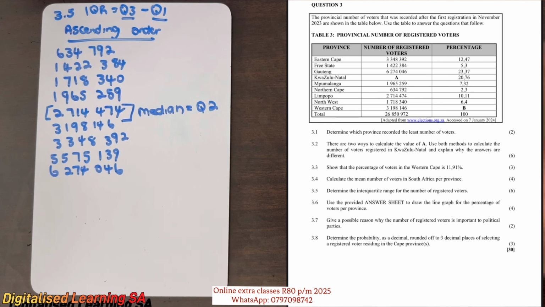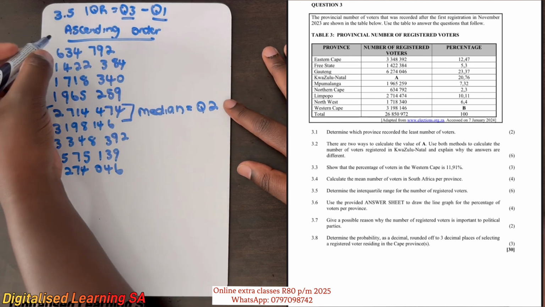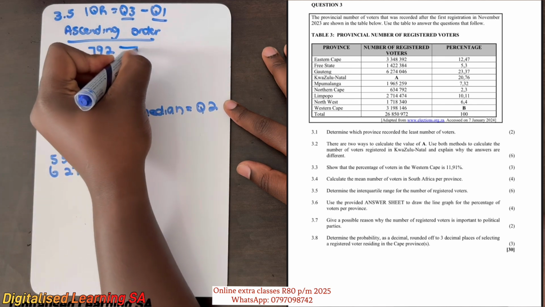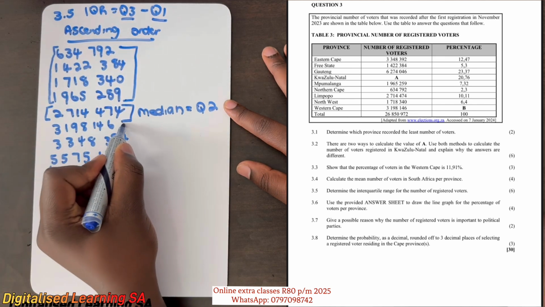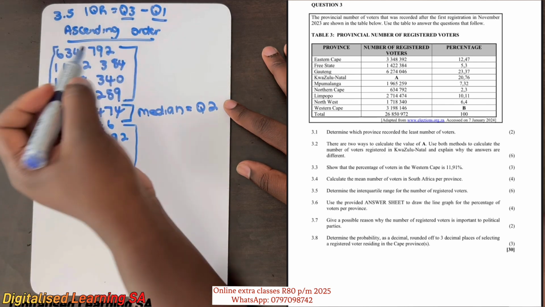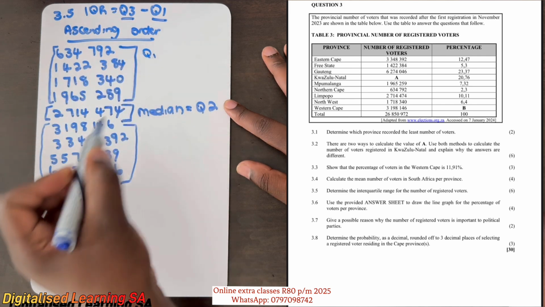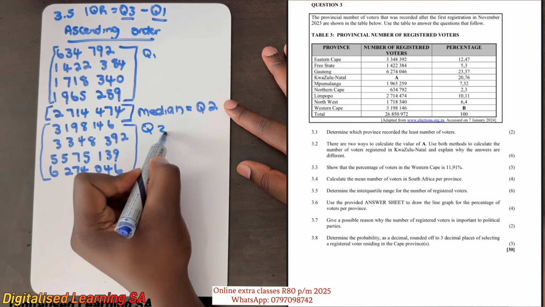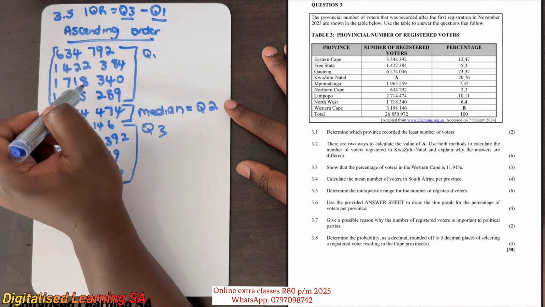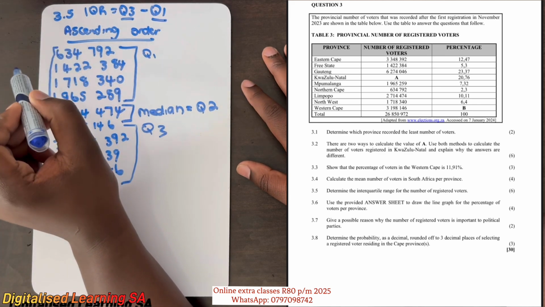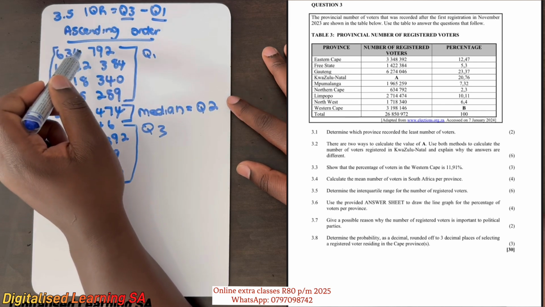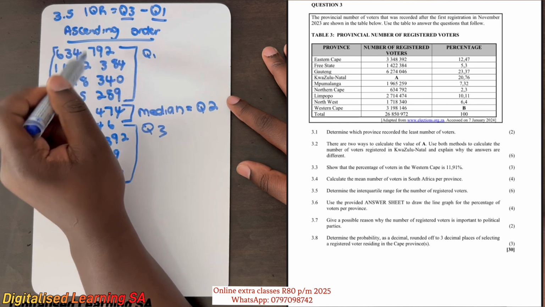So after getting the median, we need to find the median of this first part, which is going to be Q1. We also need to find the median of the second part. So the median of the first part will be our Q1, and the median of the second part will be our Q3. And if we check the first part, we have 4 data points. We can see that we don't have the number that is exactly in the middle because there are 4.